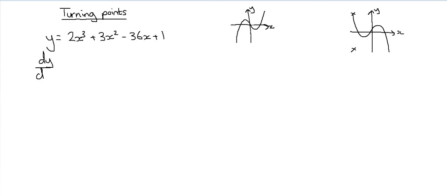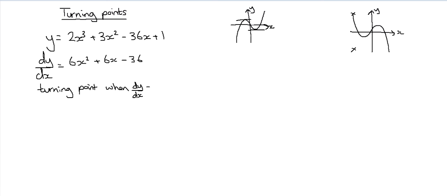Let's find the derivative. So it's going to be 6x squared plus 6x minus 36. Okay. So to identify this point and this point, like I just said, the gradient's actually going to be equal to 0. So it's really good to write this line in here, turning point when dy by dx is equal to 0. Therefore, 6x squared plus 6x minus 36 equals 0.